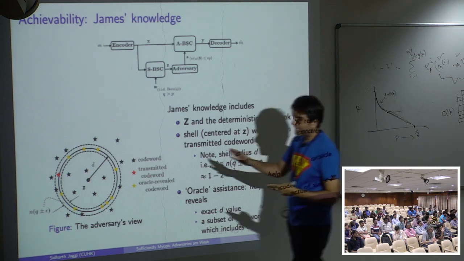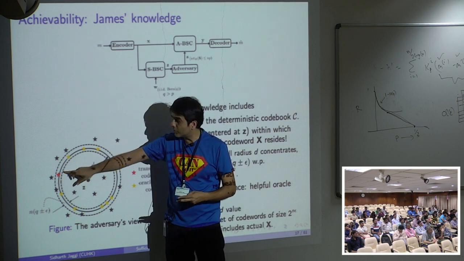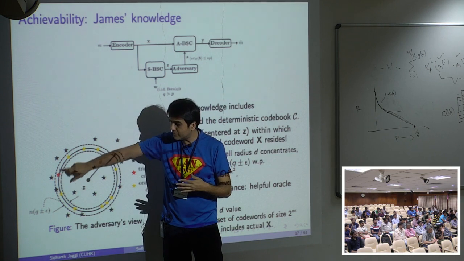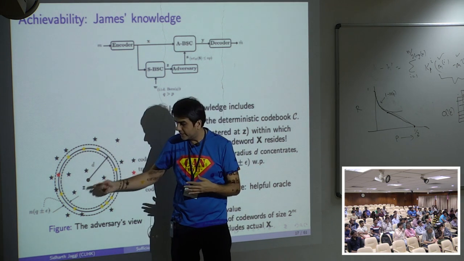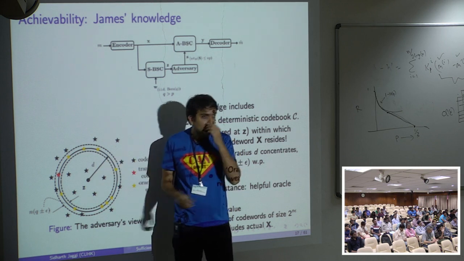So firstly, we'll tell him exactly the shell that the true code word is on. So the true code word is this red code word. We won't tell him that this is the truly transmitted code word, but we'll tell him that the Hamming distance between the true code word and what he sees is exactly this value small d.